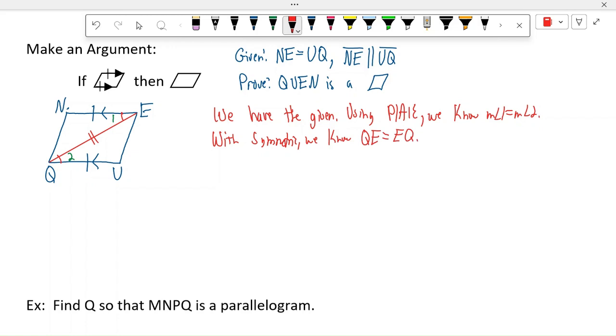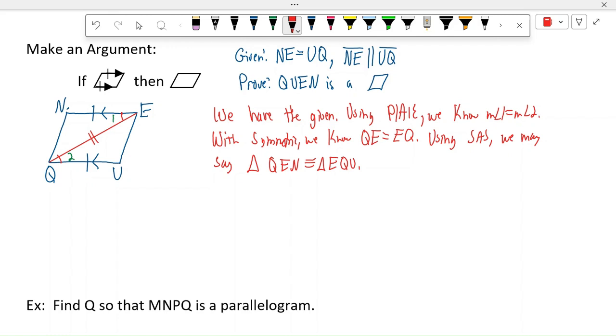Great. And then looking at those two triangles, the top triangle has a side angle side. The bottom triangle has a side angle side. So using side angle side, we may say triangle QEN is congruent to EQU. Great, the triangles are congruent.